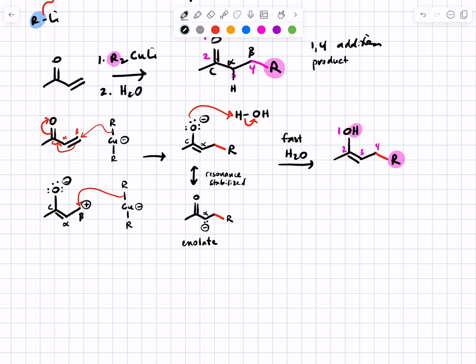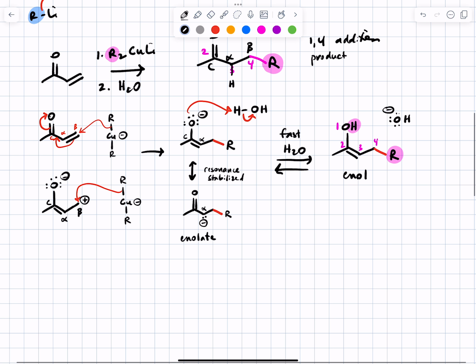However, this product is actually called an enol. It's fast to protonate on that oxygen, but it's also reversible, because when you do aqueous workup and you steal a proton from water, you're left with hydroxide. So this actually can go backwards to the enolate, and it turns out that even though protonating on the alpha carbon is slower, the product that you get from protonating on the alpha carbon is actually more stable.